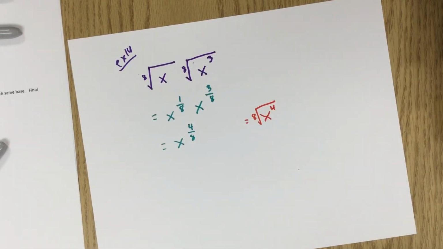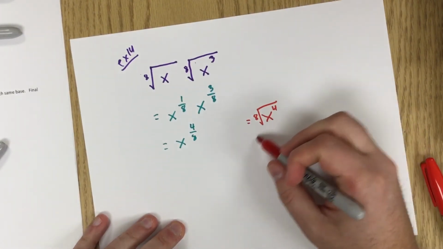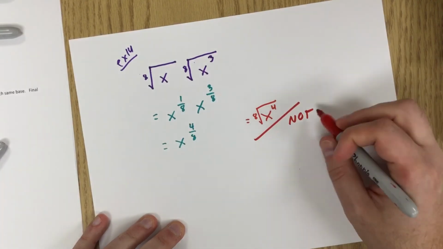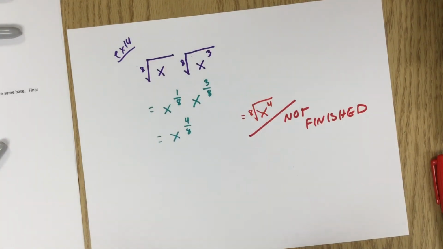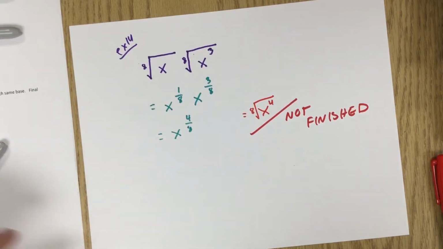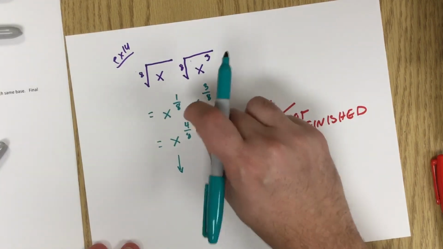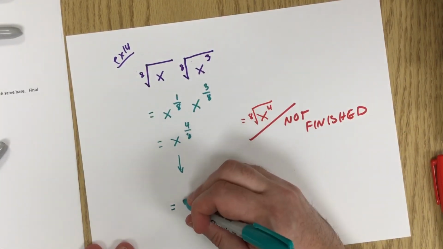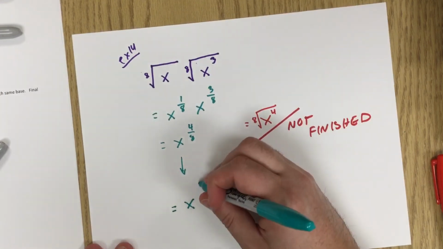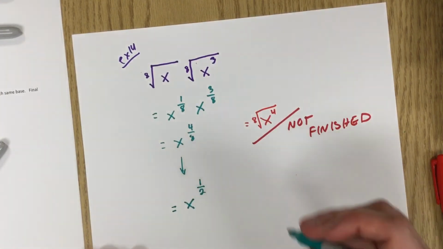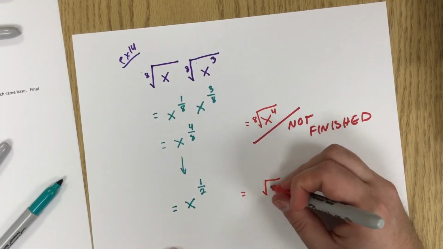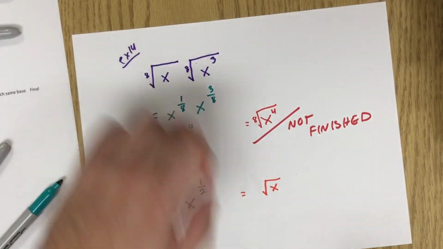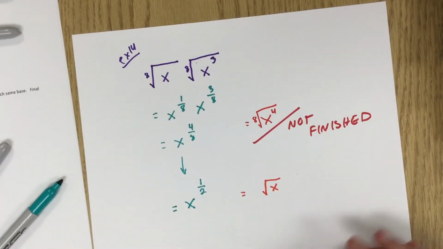It looks good, and you're done, and you're satisfied with yourself. But that would not be quite correct. So this is not finished, or not completely correct. What went wrong here? In this step over here, we actually could have reduced a fraction. And if you can reduce a fraction, even if it's in an exponent, you should. 4 over 8 is 1 over 2. And the way of writing that is, of course, root x. So the 8th root of x times the 8th root of x cubed is just the square root of x. And that's the answer.